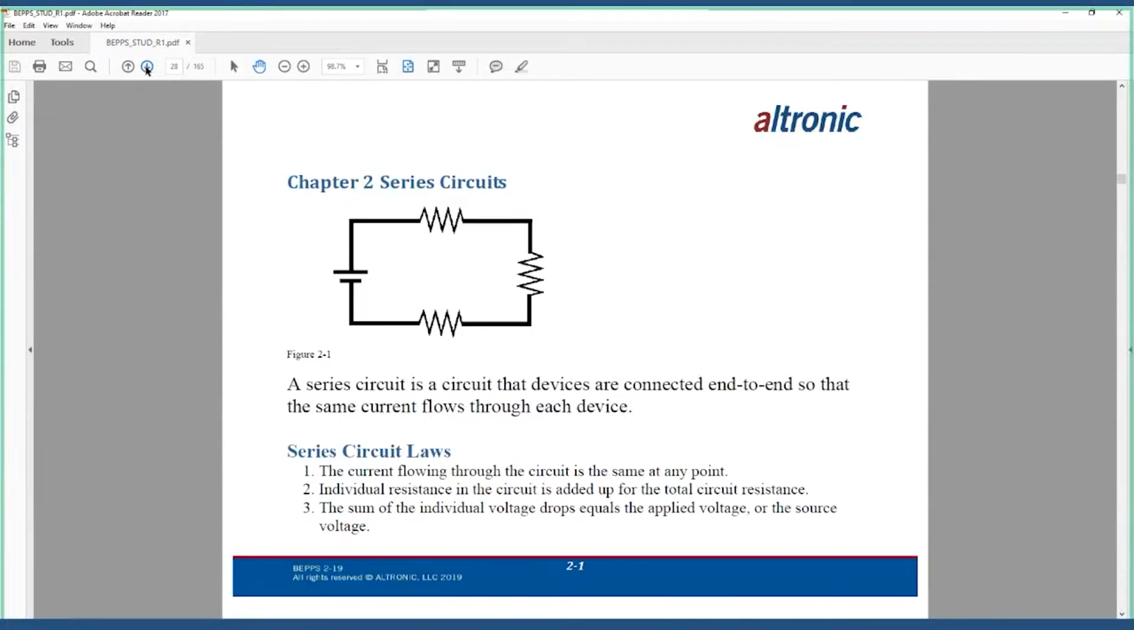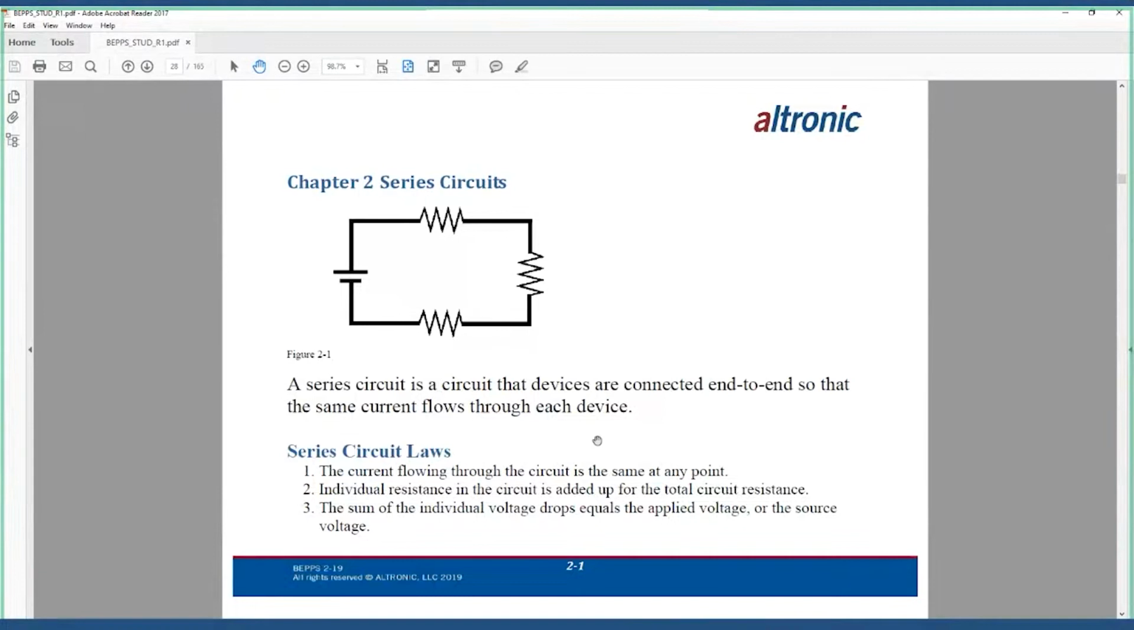So, definition: a series circuit is a circuit where devices are connected end to end so that the same current flows through each device. So, from our symbolism last week, if this is our battery and we're flowing out of our positive side through our first resistor, our second resistor, our third resistor, and returning back to our ground of our battery, we're going to have the same amount of current flow through the whole circuit.